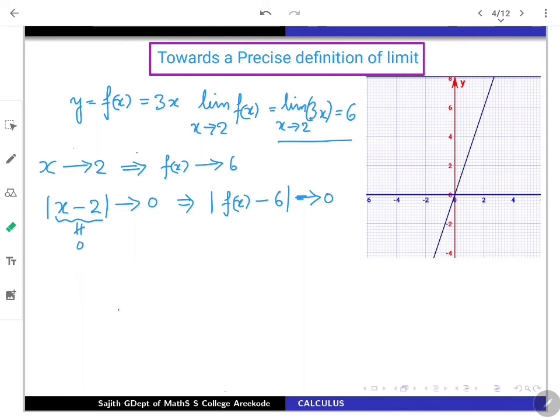Just use that fact. So mod x minus 2, you allow to tend to 0, but remembering that x is never going to be 2, which says you are avoiding equal to 0. So in another way, you can rewrite it as whenever 0 is less than mod x minus 2, that is, mod x minus 2 is strictly positive, and you are making it negligibly small, right? This will give us the functional value f of x and the value 6, the distance is tending to 0 or approaching 0. This is what we are expecting.